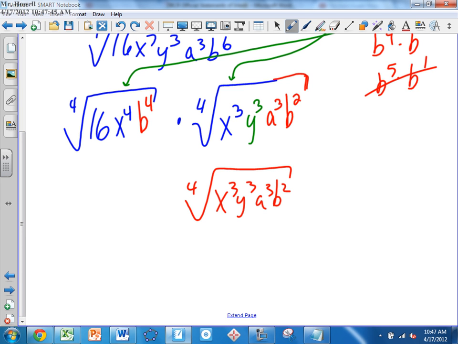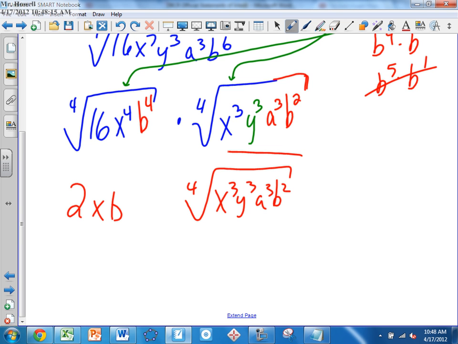Now, on the left-hand side, what's the 4th root of 16 again? 2. How come again, Marcus? Explain one more time. How come I know the 4th root of 16 is 2? 2 times 2 times 2 times 2 is 16. Well done, sir. Again, 4 twos multiplied together are 16. Thus, the 4th root of 16 is just 2. And then I take my exponent and divide it by my index. 4 divided by 4. And that's my answer.